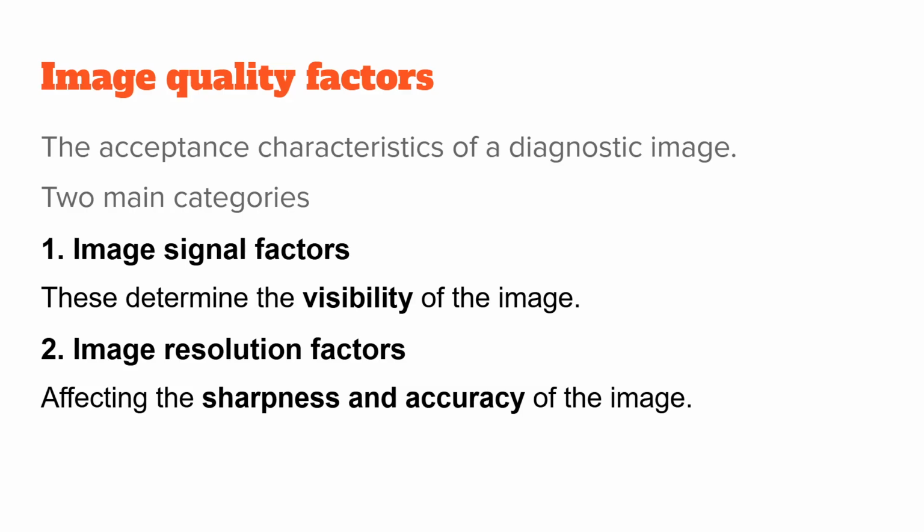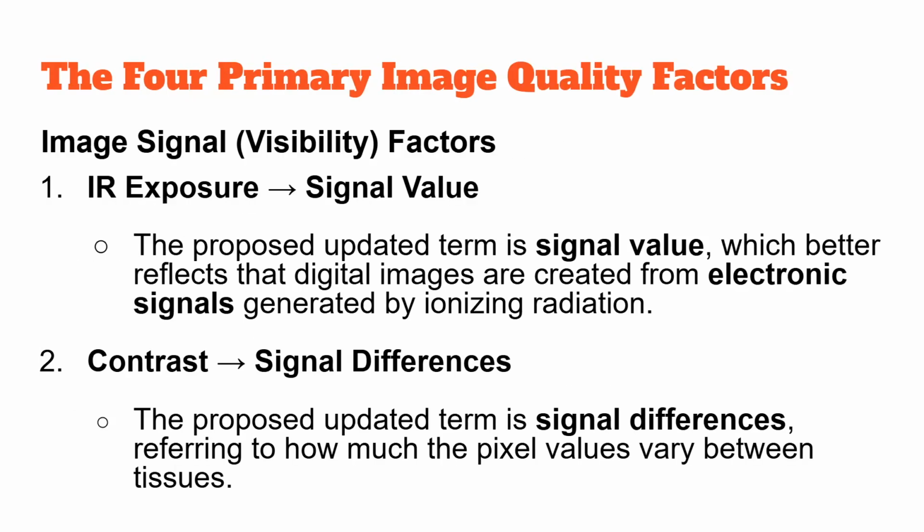When we're talking about image quality factors, the acceptance characteristics of a diagnostic image come down to two main categories. There are the image signal factors, which determine the visibility of the image, and then there are image resolution factors, which affect things such as sharpness and the accuracy of the image. There are 4 primary image quality factors, two in each of those categories.